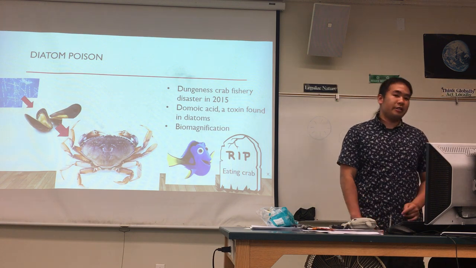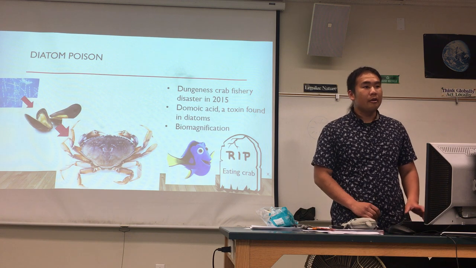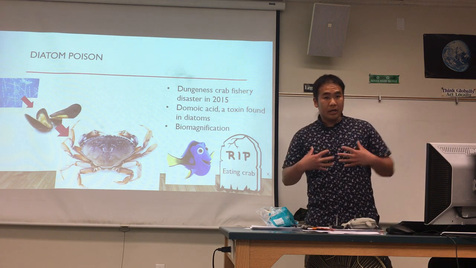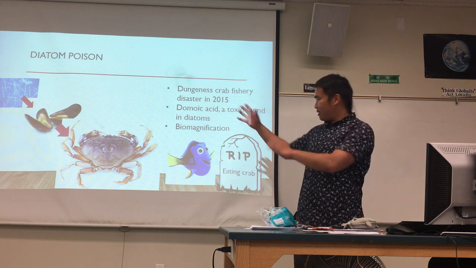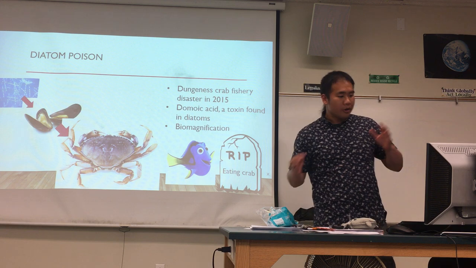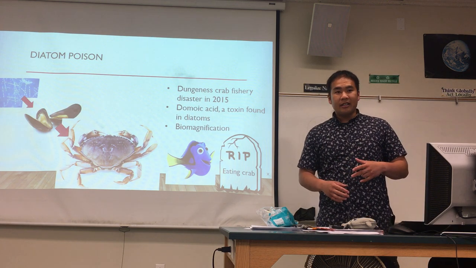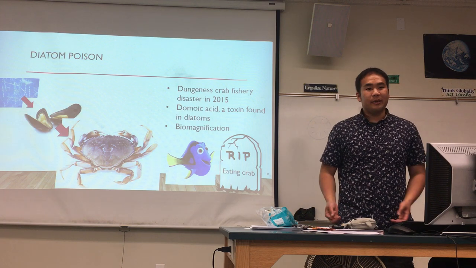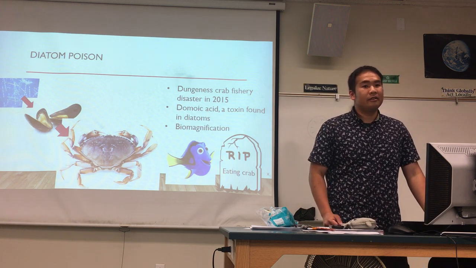Some animals are immune to this. So the crab is probably fine. But a lot of animals are not immune to it. For example, mammals like us would experience health problems from eating this poison. And so during that year, there were a lot of sea otters and sea lions that looked really confused and crazy because they had eaten this toxin and they probably died later, right?